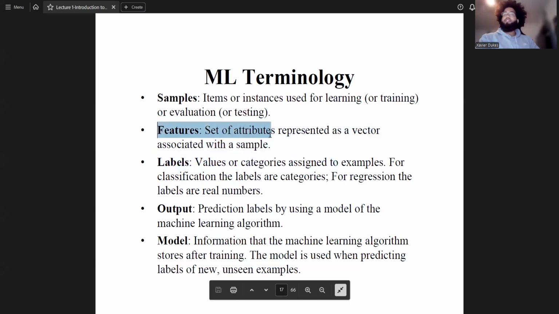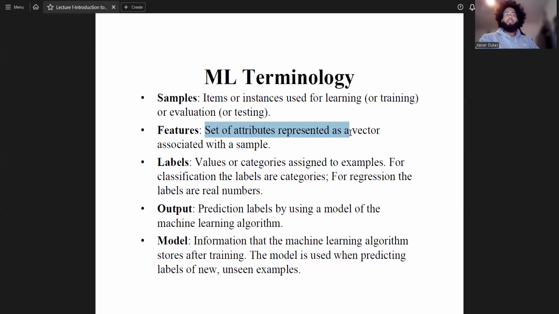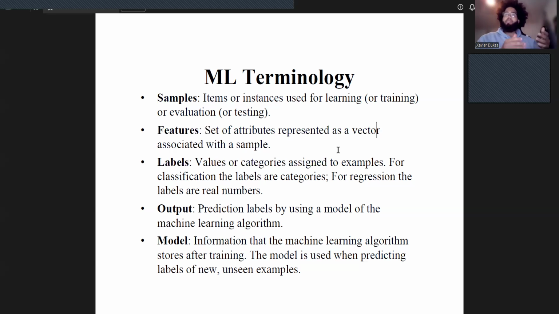The features of a set of data are a set of attributes represented as a vector associated with the sample. So in the case of images, the features of a sample are literally the pixels. Each pixel is comprised of an RGB value, and we learn things based off those number values.